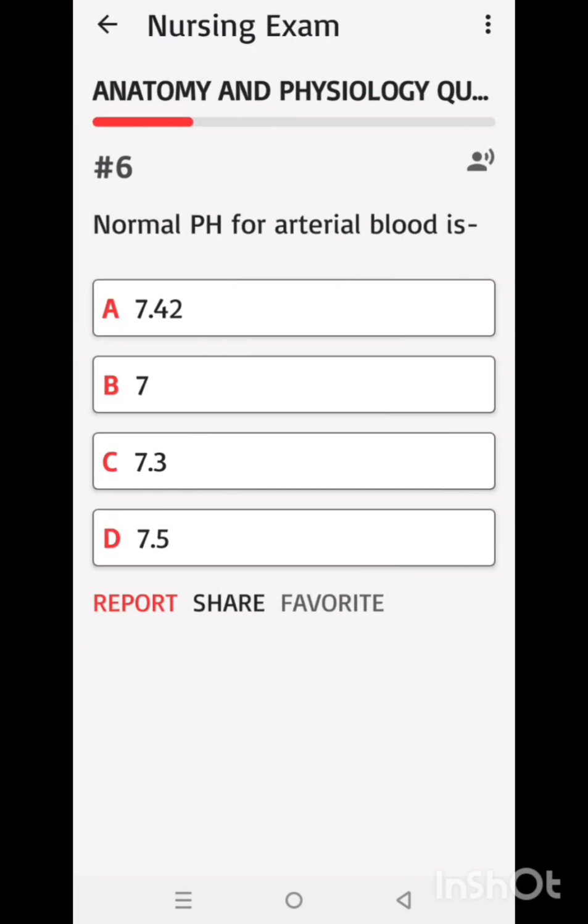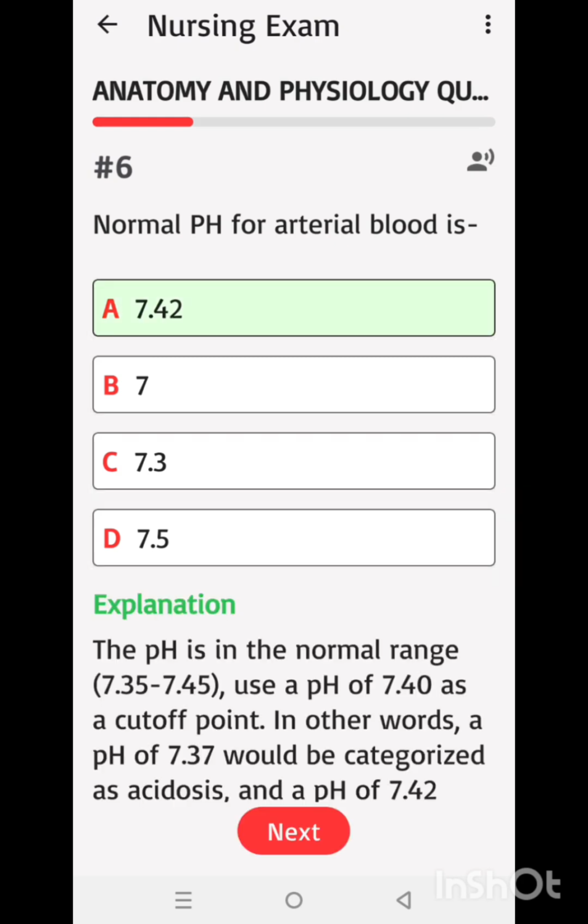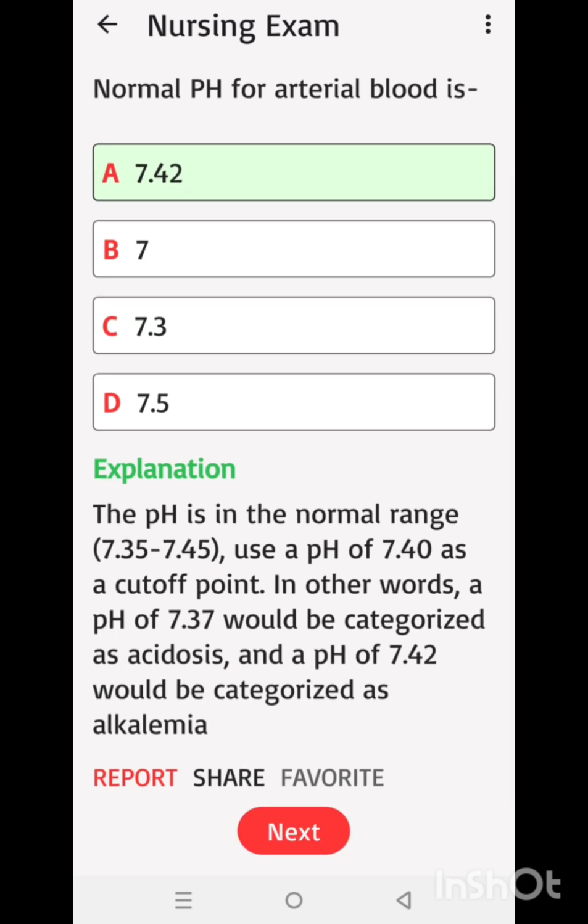Normal pH for arterial blood is A. 7.42. B. 7. C. 7.3. D. 7.5. Correct answer. The pH is in the normal range, 7.35-7.45. Use a pH of 7.40 as a cutoff point. In other words, a pH of 7.37 would be categorized as acidosis, and a pH of 7.42 would be categorized as alkalemia.